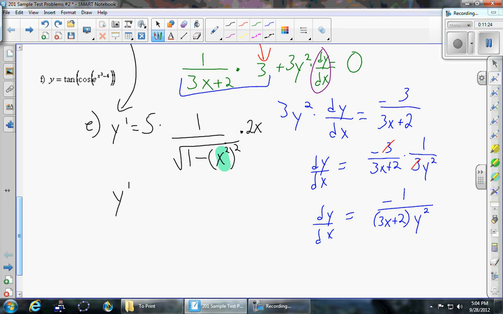So not a heck of a lot to do here to clean it up. We'll just mush everything upstairs and keep it on top. So 5 times 2x is 10x over square root of 1 minus, and then x squared squared is x to the 4th.